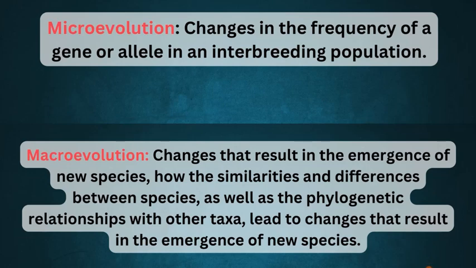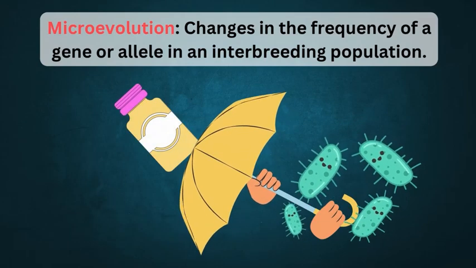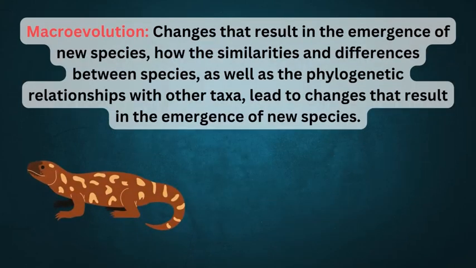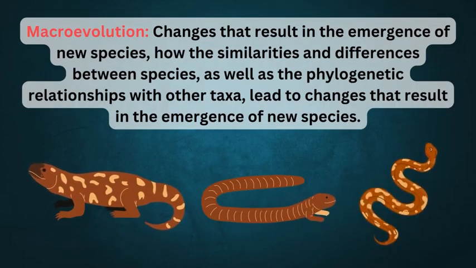Basically, microevolution brings about changes at the species level in a single population, whereas macroevolution brings about changes that are above the species level. An example of microevolution would be bacterial strains that have acquired antibiotic resistance, whereas an example of macroevolution would be the loss of limbs in snakes and lizards.